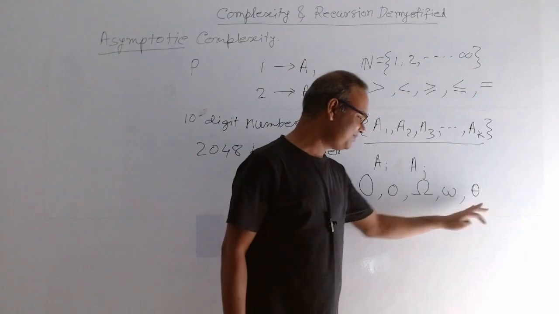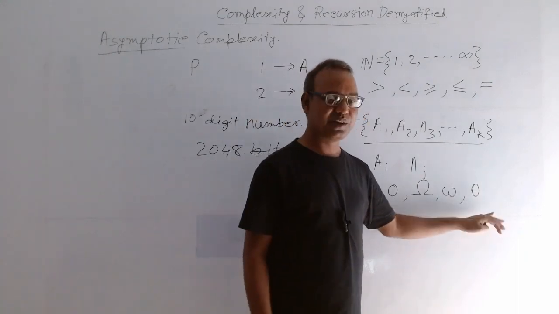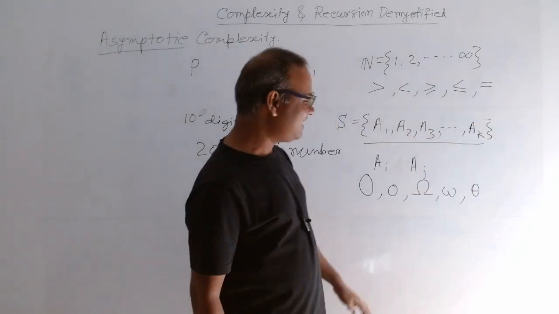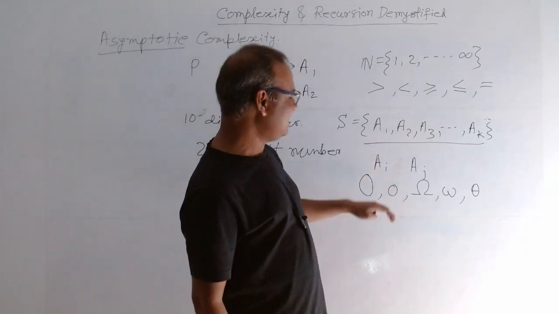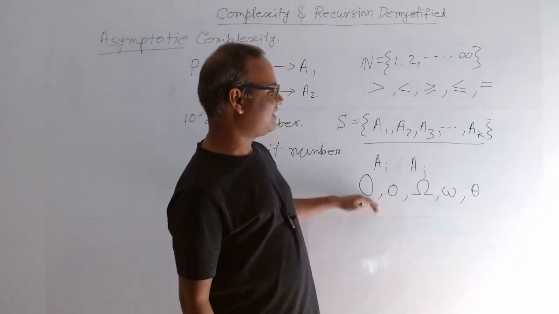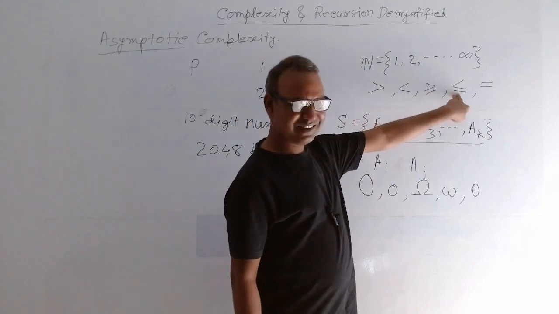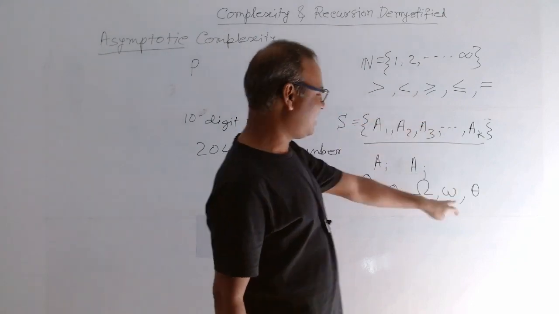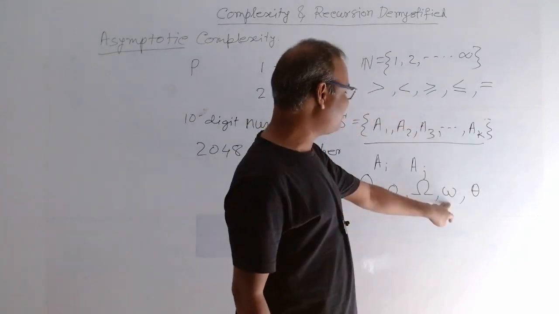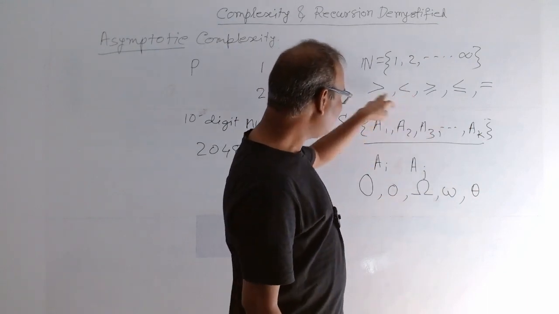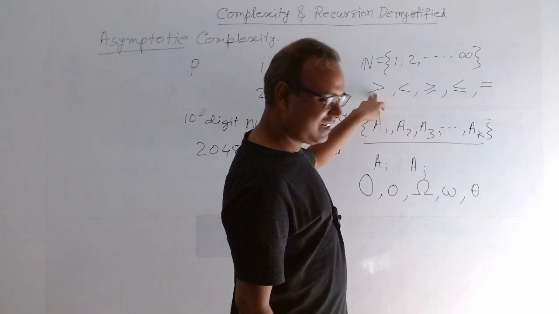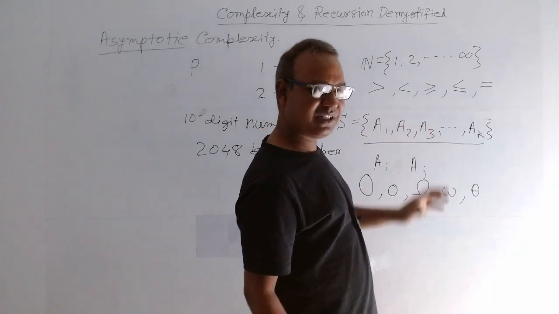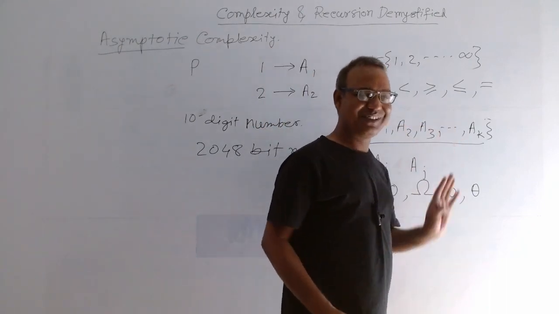How many of them? 1, 2, 3, 4, 5. Why 5? Because we have seen we need 5, and you can resemble them in a similar way. Big O is like less than or equal to, big omega is like greater than or equal to, theta is like equal to, small omega is like strictly greater than, and small o is like strictly less than. They are not the same, but for understanding you can map them this way.